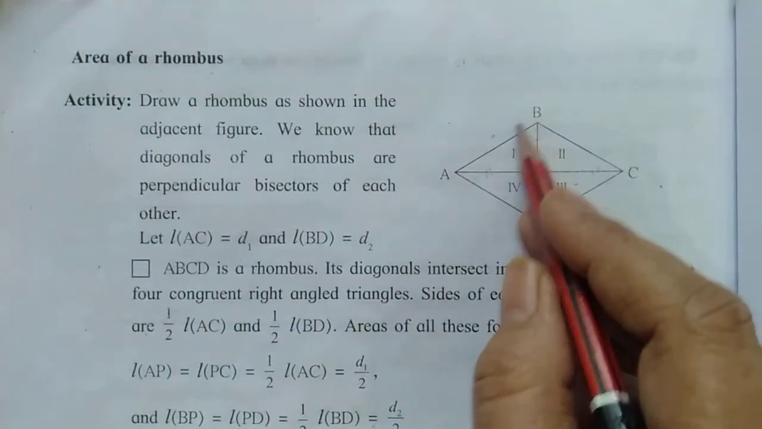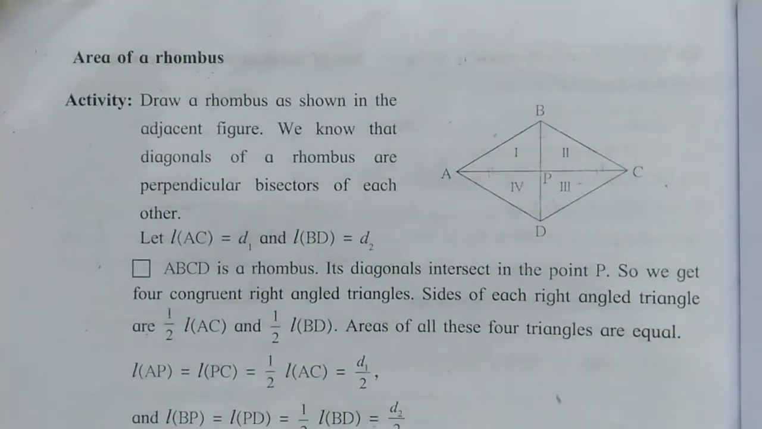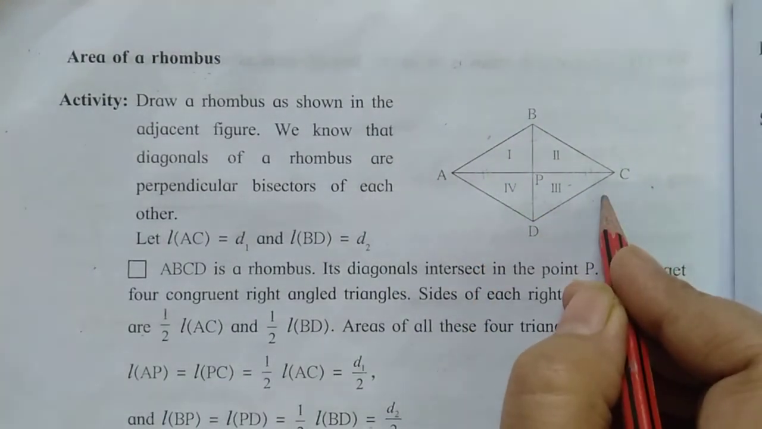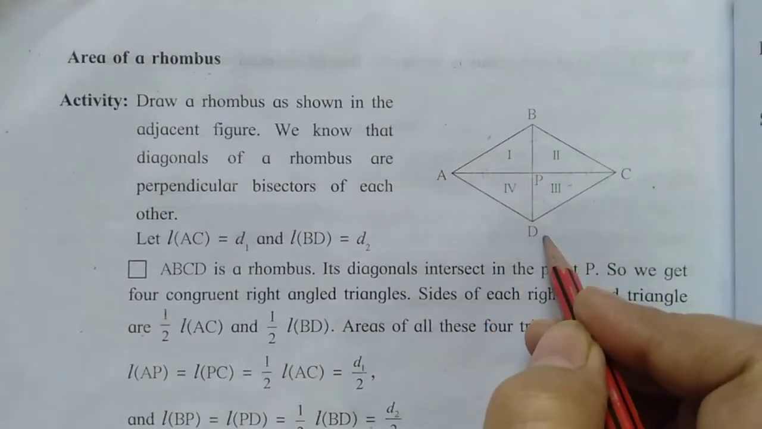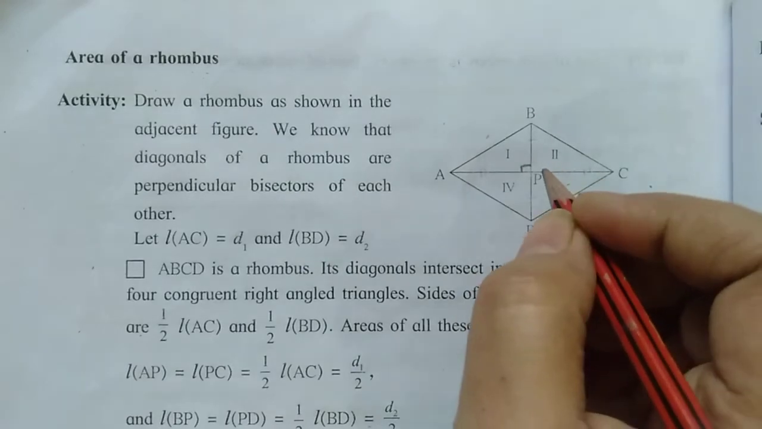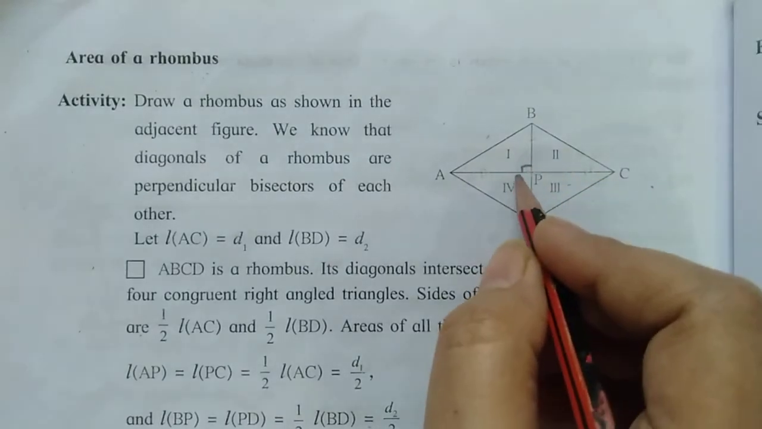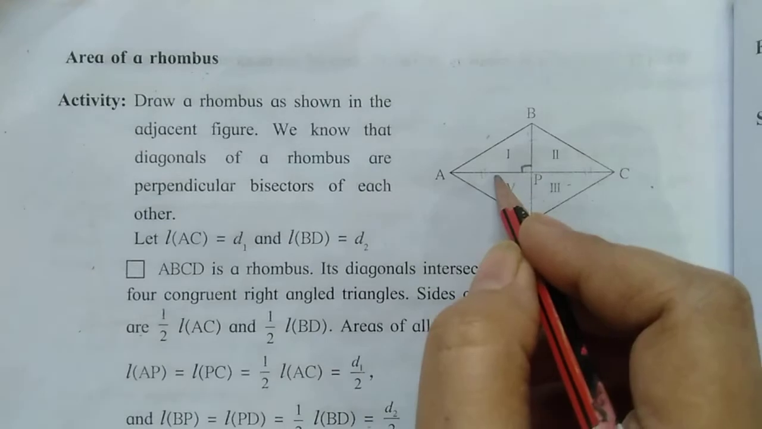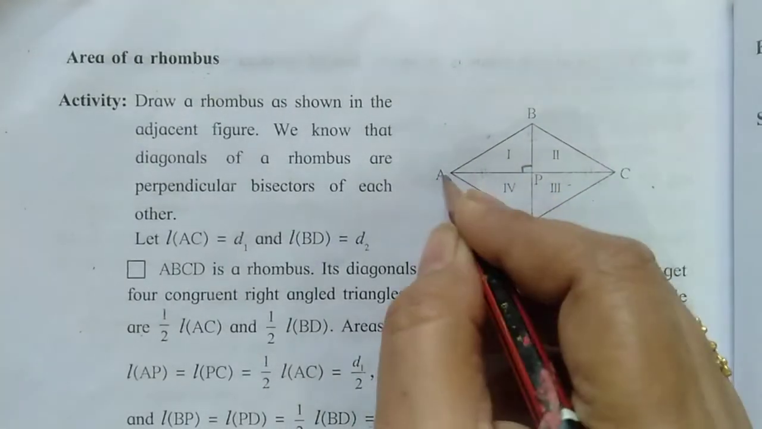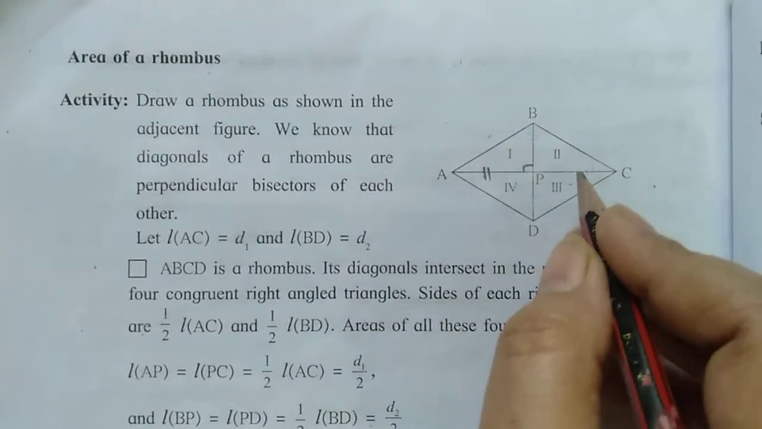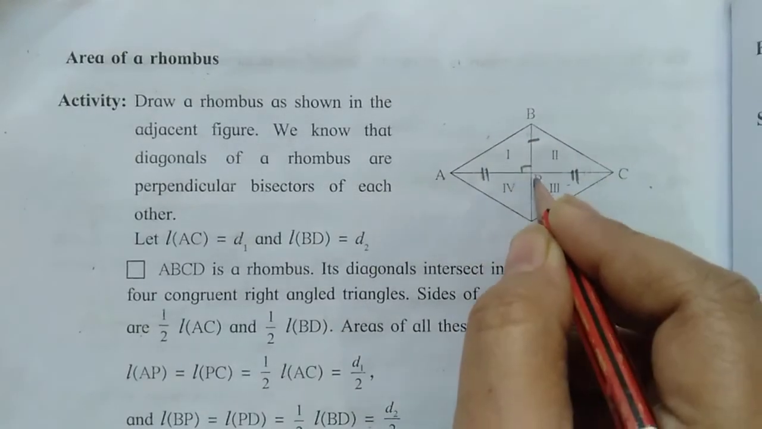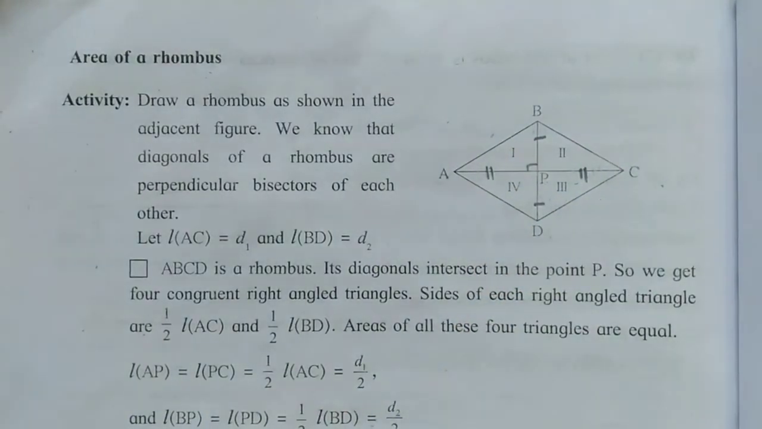See, the figure of one rhombus is given here. We know that all sides of a rhombus are congruent. Congruent means same. And their diagonals are perpendicular bisectors. Perpendicular means both diagonals intersect at 90 degrees. And bisector means they divide into two equal parts. Means here the length of AP is the same as the length of PC, and the length of PB is the same as the length of PD. Very simple.